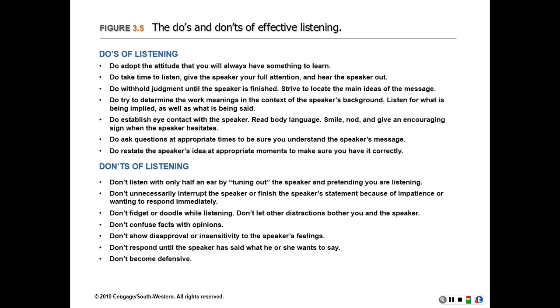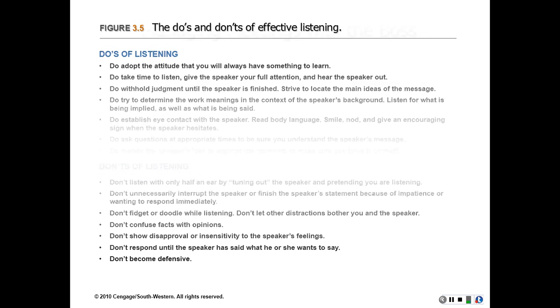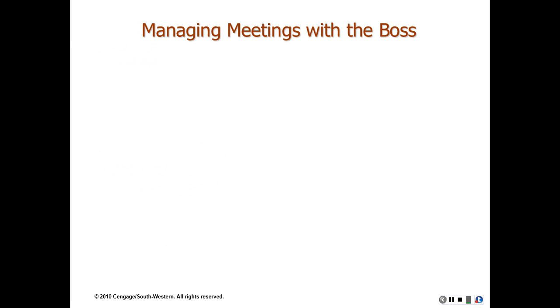There are do's and don'ts for effective listening, what to do and what not to do. Don't become defensive when you're listening. Do stop what you're doing and look at your person with eye contact, read their body language, and listen to what they're saying. Now, managing your meeting with the boss. There's also communication there, not just to your employees.